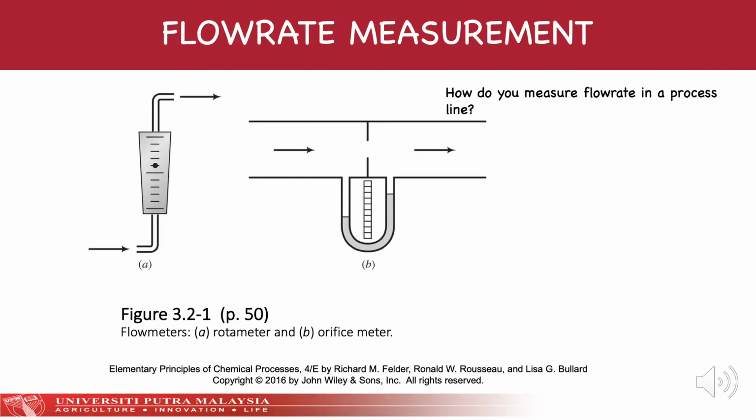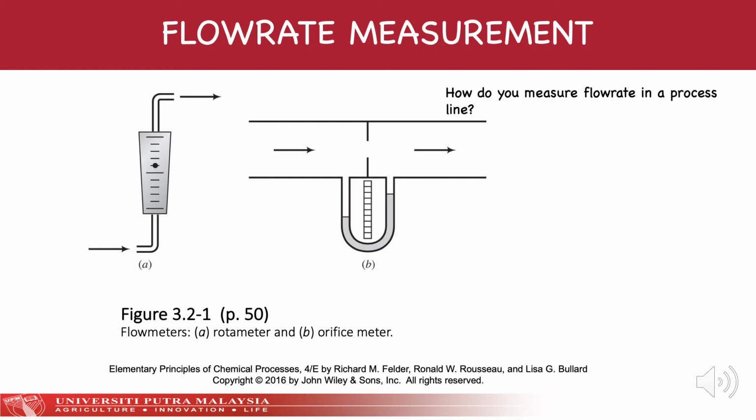How do people measure flow rate of liquid in the process line? So these are the most common ones. This unit here is a rotameter. A rotameter has a floating head, and as the liquid passes through, the floating head will rise to a certain level to denote the flow rate of the volume.